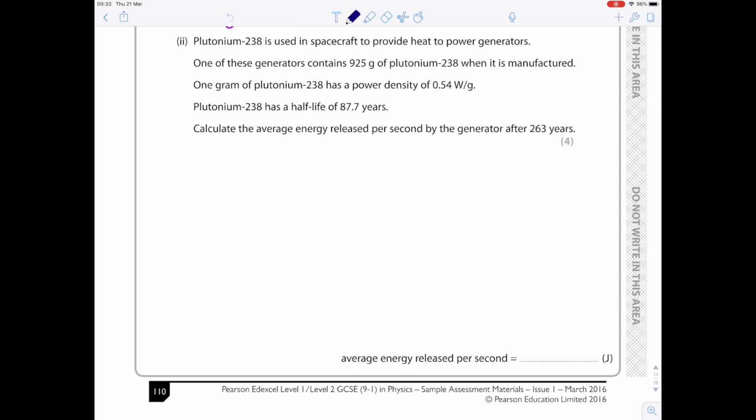Okay, there's quite a lot going on here. Let's do some highlighting. So we need to work out effectively how many half-lives have taken place in 263 years based on the fact that it has a half-life of 87.7 years. And if you have a look at the question, you can see that the generator starts with 925 grams of plutonium. So basically you need to work out how much of that will be remaining after the set number of half-lives that you've calculated. So let's first of all start by working out the number of half-lives.